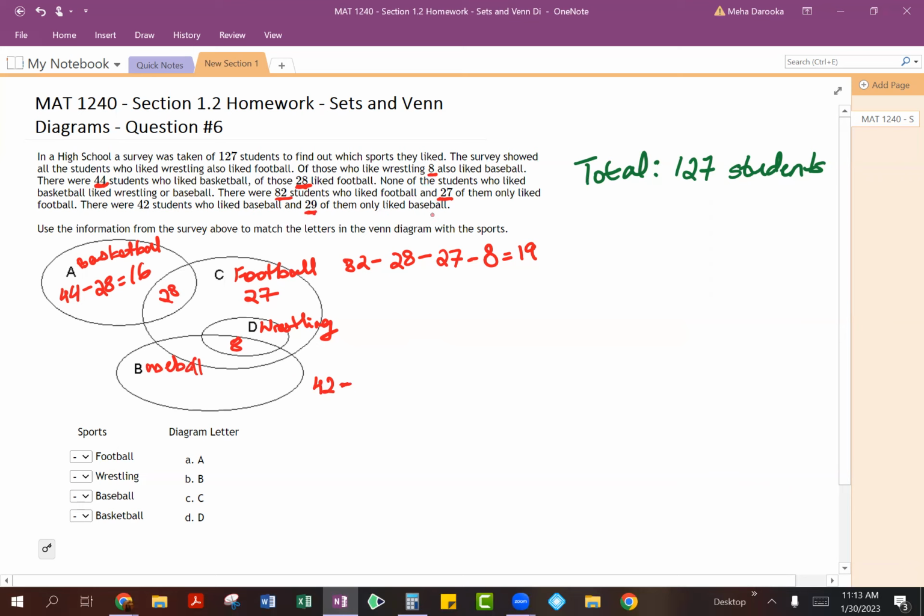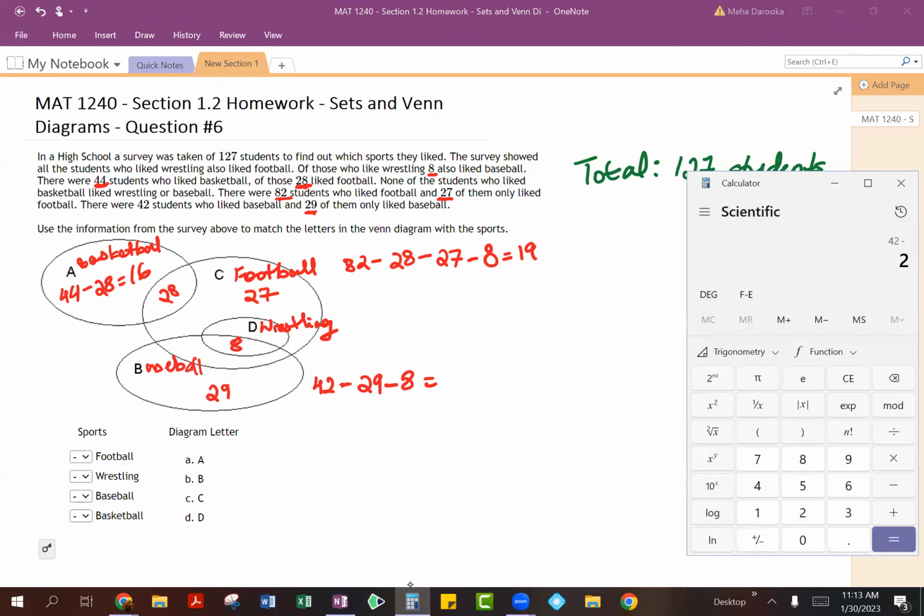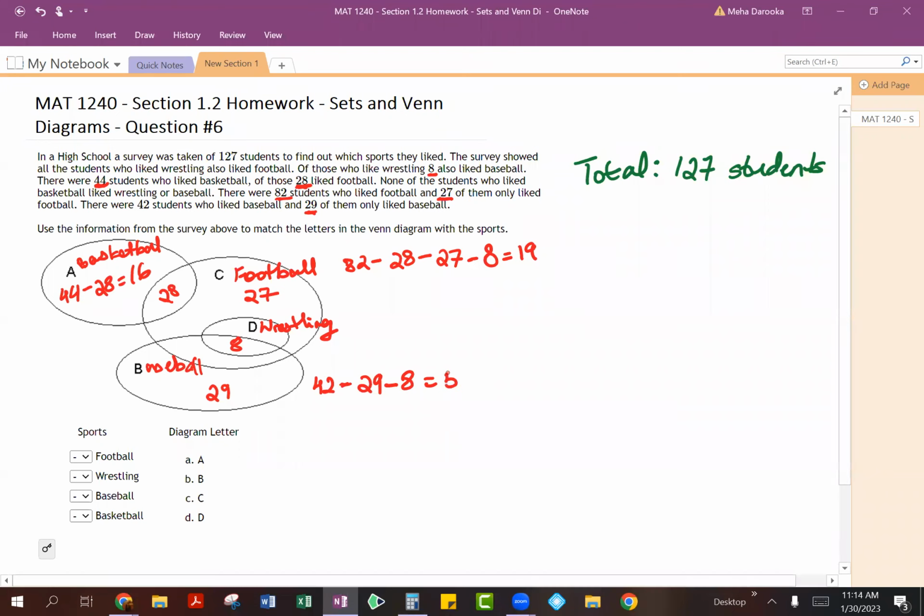So 29 of them only like baseball, which means 29 will go here, right? Because they only like baseball, which means there's no overlap with wrestling and football. So you're going to be subtracting 29 from this 42. But you will see that 8 also falls within the circle of baseball, because those 8 were the students who liked wrestling and baseball. And then, of course, all of them like football. So you're going to subtract that 8 also from this. And that will end up giving us, let's see, 42 minus 29 minus 8. So that's going to be a total of 5 students that are left behind.